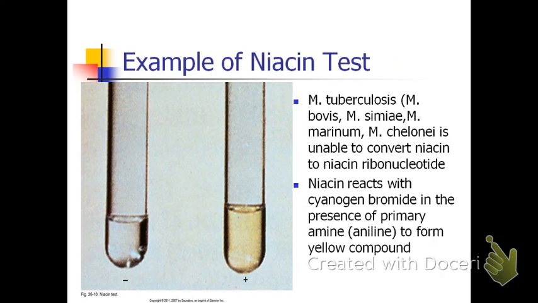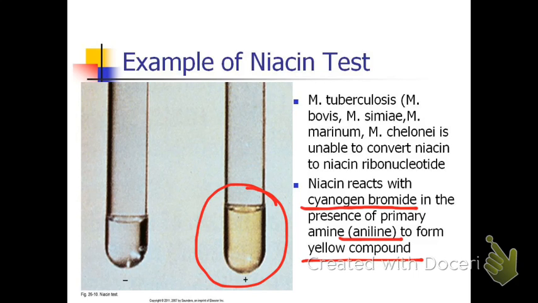So, here is an example of a positive result of the niacin test. The substance responsible for this, again, do not forget, is cyanogen bromide in the presence of an amine or the aniline compound. So, Mycobacterium tuberculosis is unable to convert niacin to niacin ribonucleotide. That's the reason why Mycobacterium tuberculosis is a positive organism for the niacin test, and the yellow compound is considered a positive result.